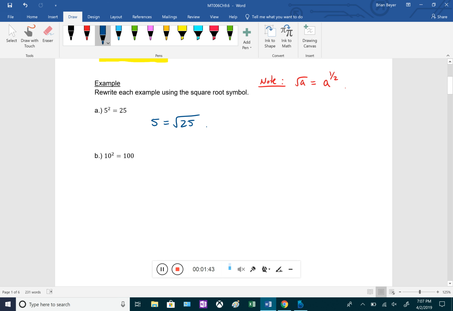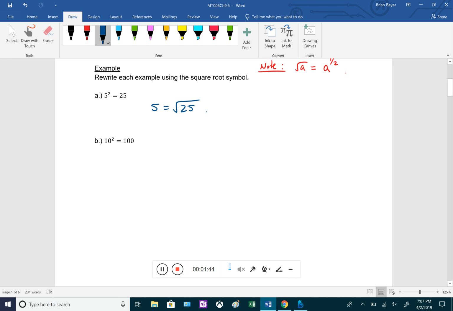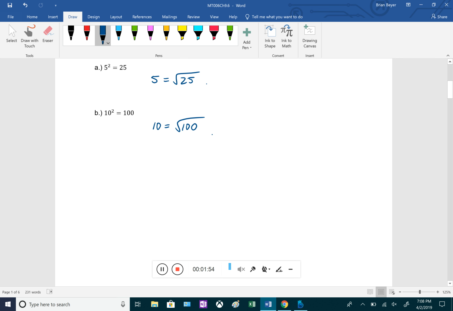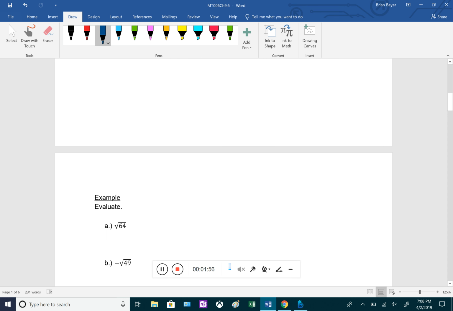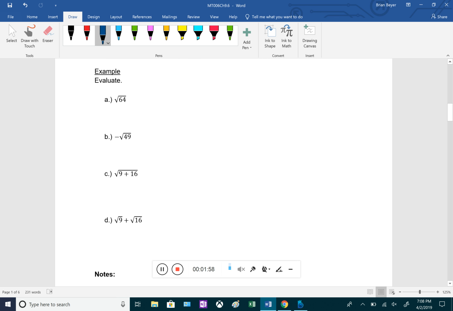Next one, 10 squared equals 100. So this one will be 10 equals the square root of 100. Okay, so it's just the inverse operation of squaring something. So let's do a couple other examples. This button is also on the calculator.